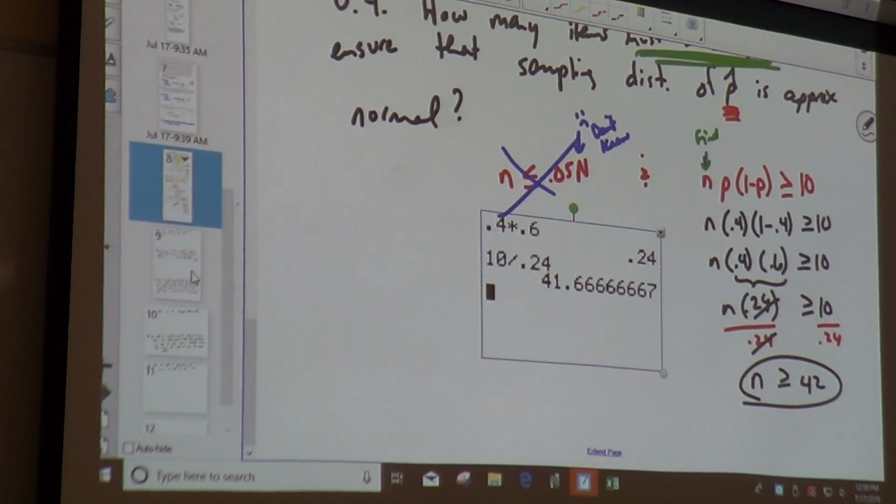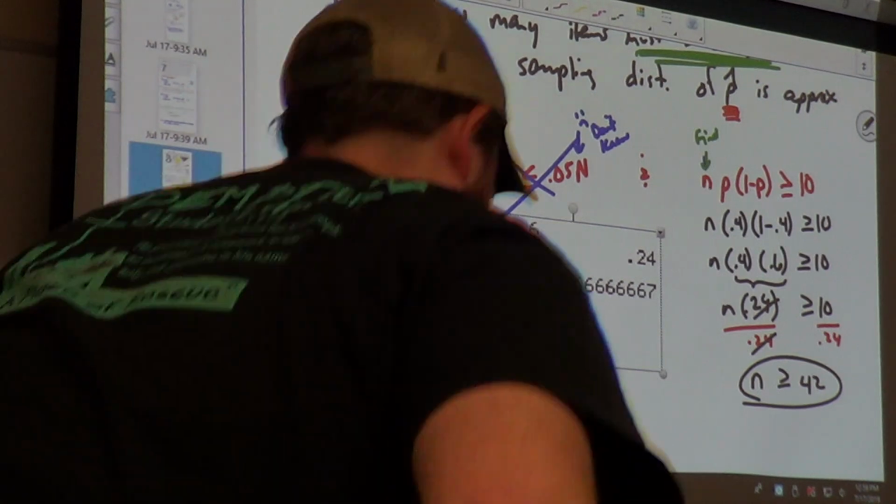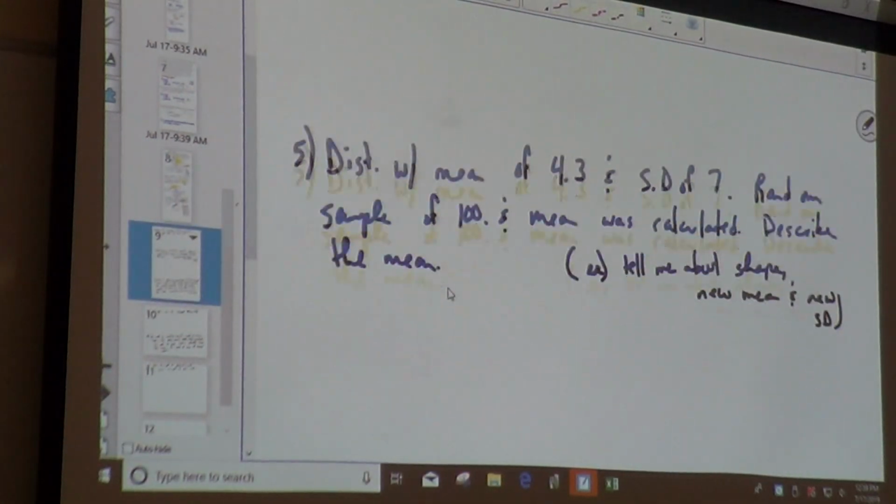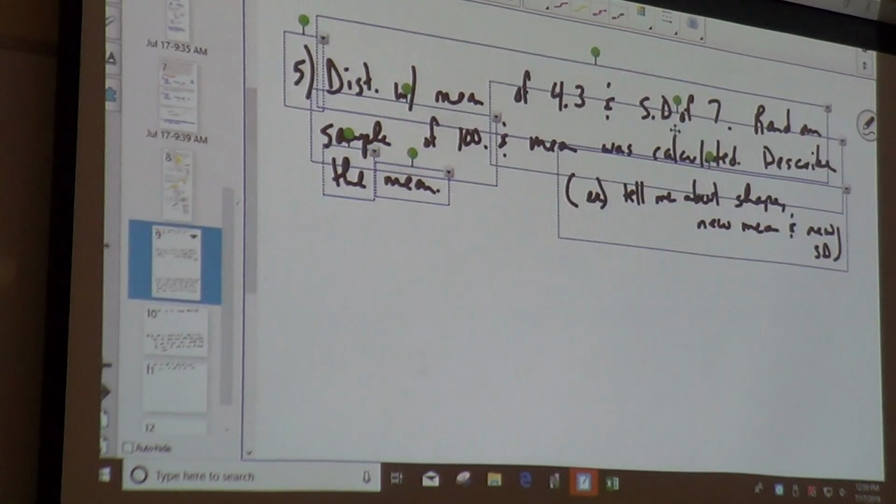So this means they would have to have at least 42? 42 people would have to be asked in the survey or more, for the picture to be approximately normal. Got it. All right, let me slide this down a little bit.